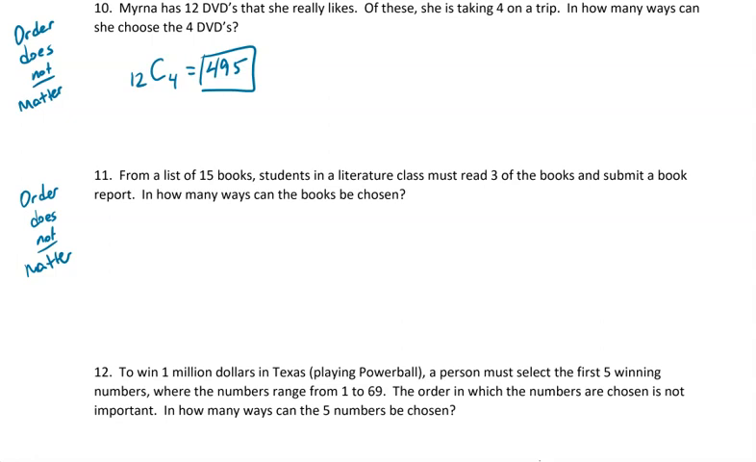So, if order does not matter, that means it's going to be a combination. Out of 15 books, we are going to choose 3 of them. And then we just plug it into our calculator and get 455.